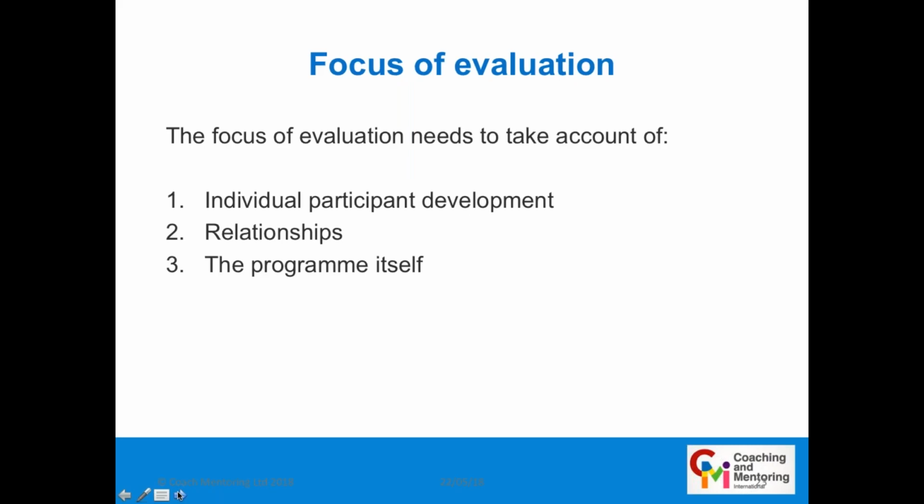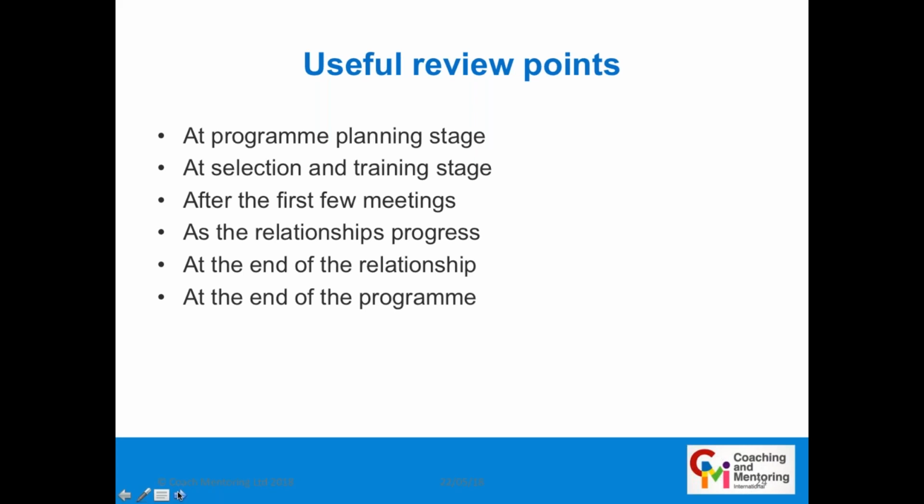So a lot of organizations really start from the initial training onwards in planning what they're going to evaluate and how they're going to do it. But what you need to do when you plan your evaluation is think of these different levels. You need to think about what the mentors and the mentees are getting out of the relationship. Then you need to look at the relationship level itself, the mentoring pair, and then finally the program. So think about the different levels as well as the different times when you can check in and actually review with people.